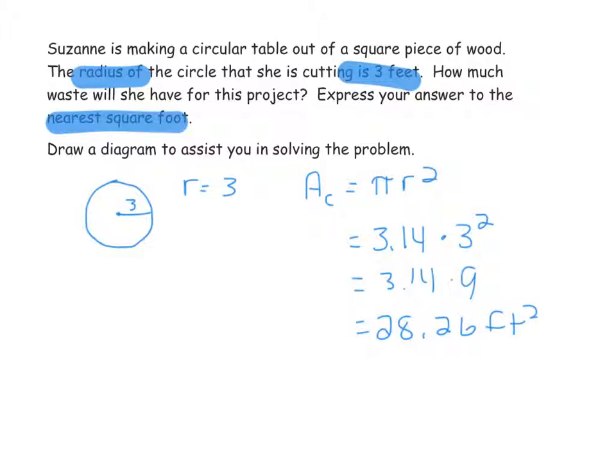So we have to actually enclose our circle in a square. And it says, how much waste will she have for the project? So we still needed to figure out the area of the table, but we are really looking for this waste right here. And this is very similar to something you're going to have to do on your assessment, so I hope you're paying attention.